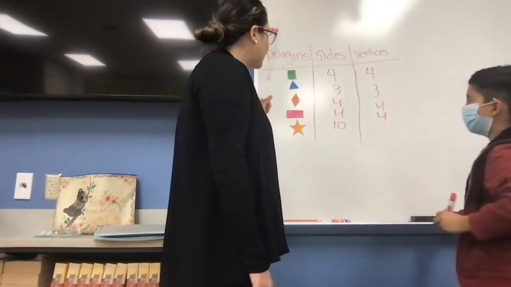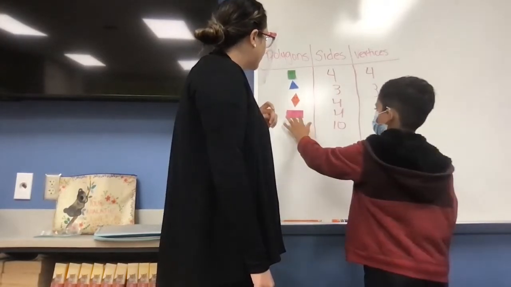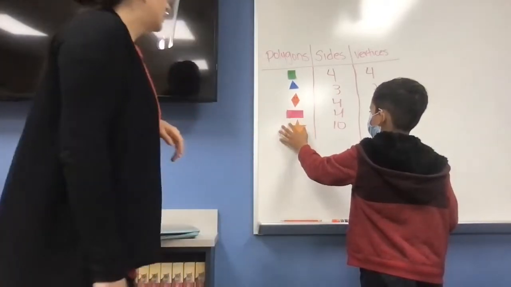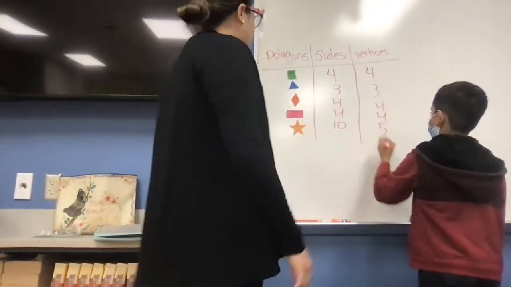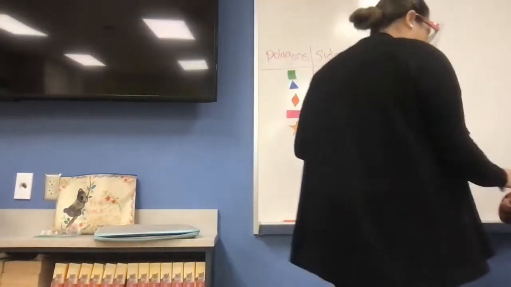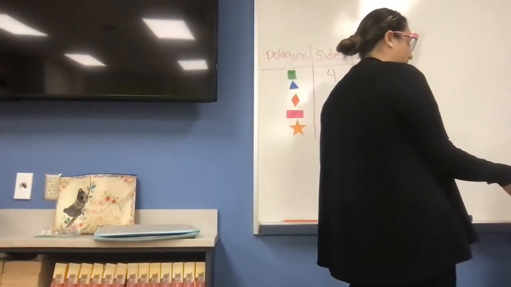And so now point at the vertices. Good job. How many vertices does it have? 1, 2, 3, 4, 5. Nicely done. Good job. You may sit down. Awesome job. You did awesome.